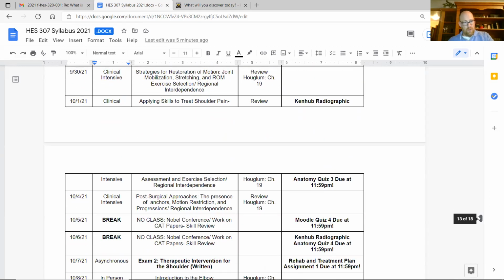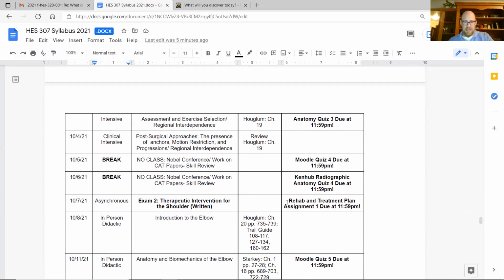Okay. For the rehab portion of this class, you'll see that we also have a rehab and treatment plan assignment that will go along with that same case. So after you diagnose the patient, now it's your responsibility to come up with a treatment plan for that patient. And I will post examples of what those look like before the first one is due, just so you can see what that's supposed to look like.